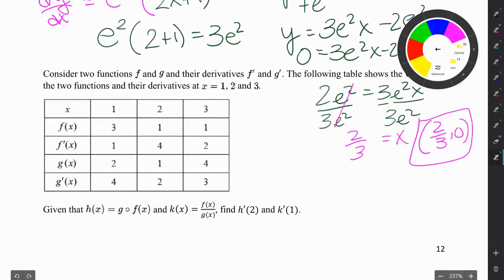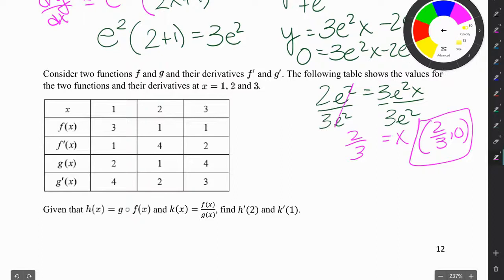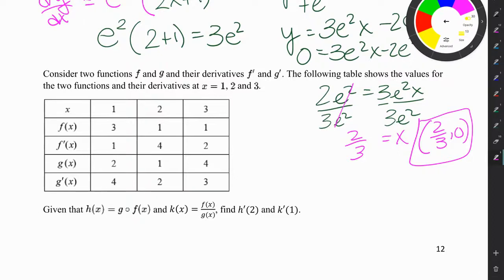All right. Consider two functions, f and g, and their derivatives f prime and g prime. The following table shows the values for the two functions and their derivatives at x equals 1, 2, and 3. Given that h of x equals g of f of x and k of x equals f of x divided by g of x, find h prime of 2 and k prime of 1. So another way to rewrite h of x would be g of f of x. So that is what we use the chain rule for.